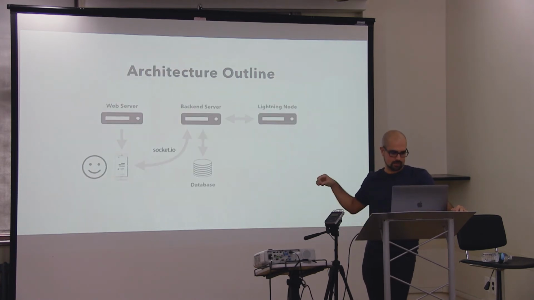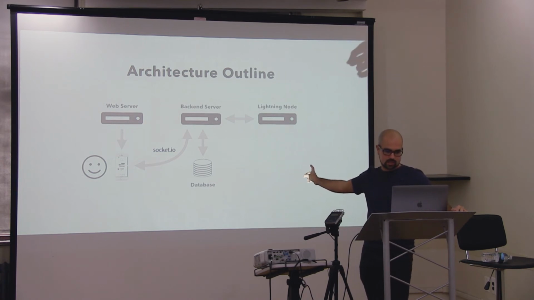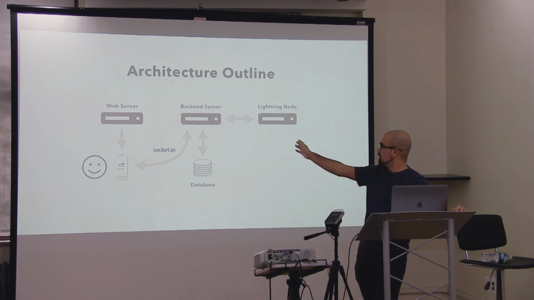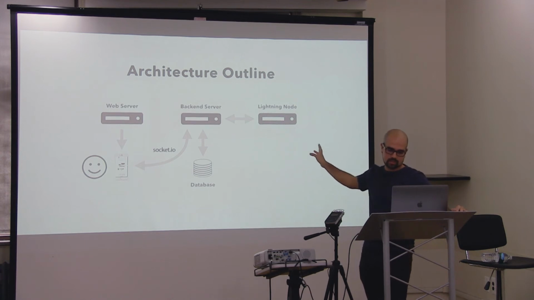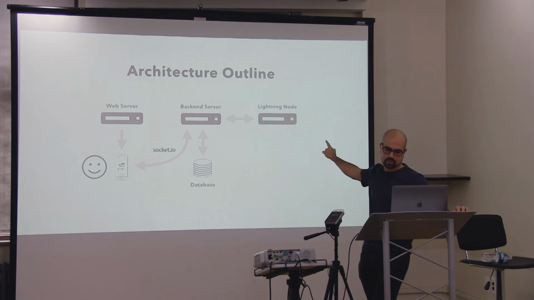And so here's the architecture outline again, this time with the user. You can see how the web server is decoupled from the rest of the application, and how once the user is loaded with the client-side application, there's a socket connection that connects to the backend. And you can also see how the backend's connected to the Lightning nodes via a socket as well.